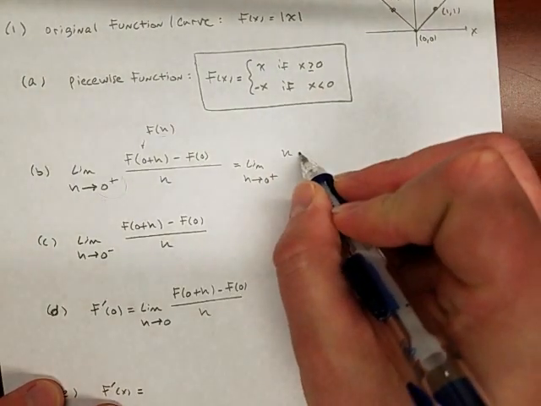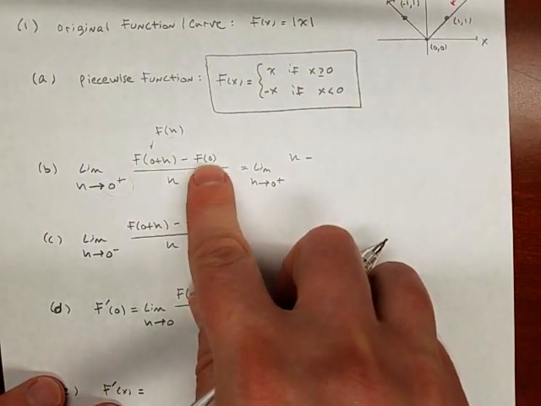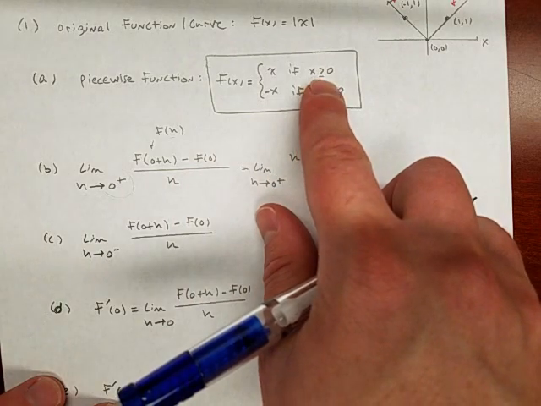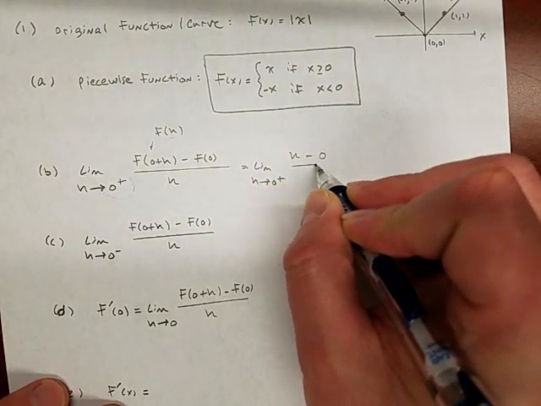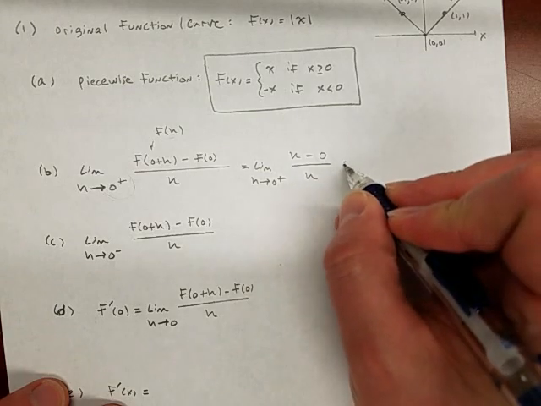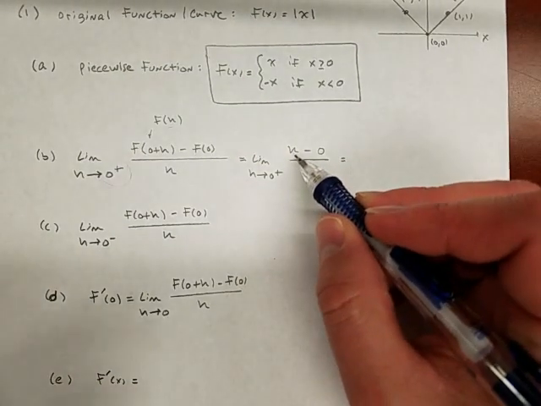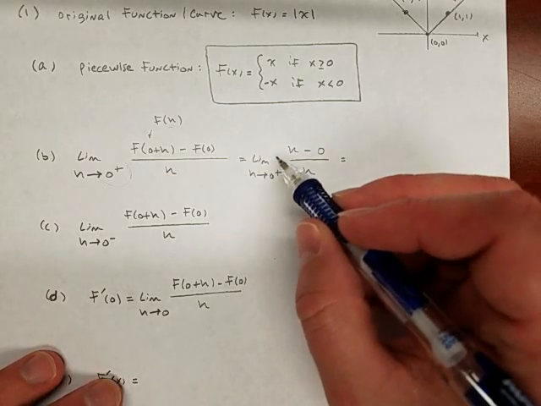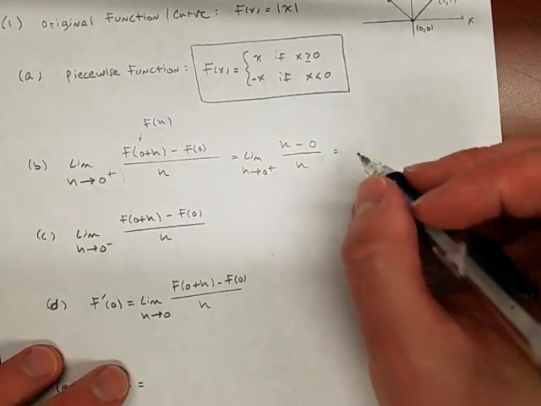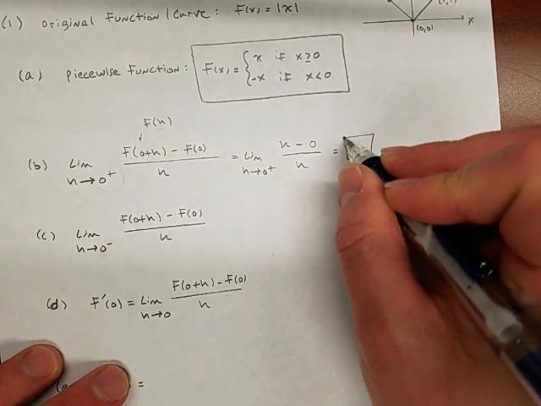Okay, now minus f of 0. What do you get when you put 0 in? You get 0, over h. And what's this? Well, h minus 0 is h over h. It's 1. h is still 1, so 1. All right, there's that limit.